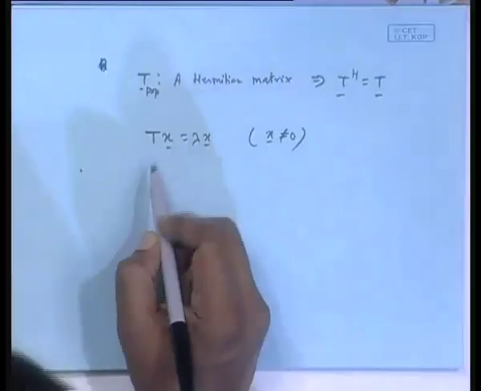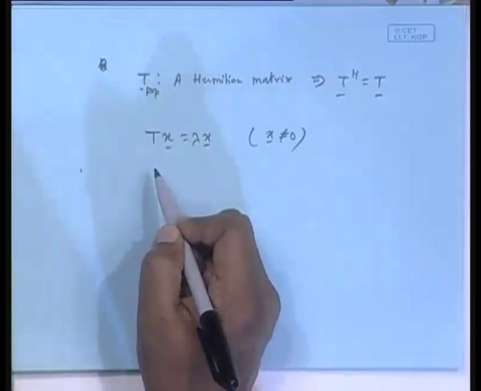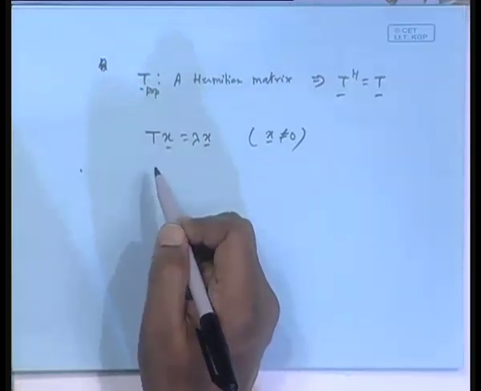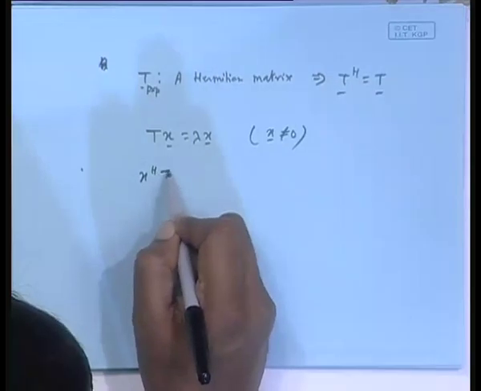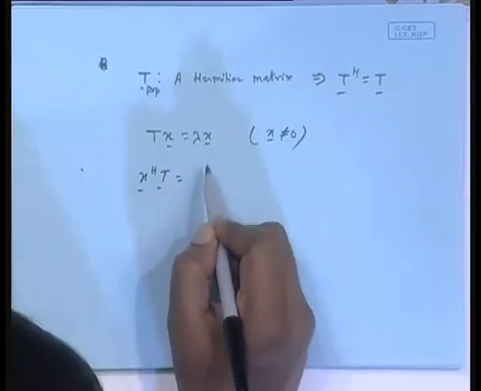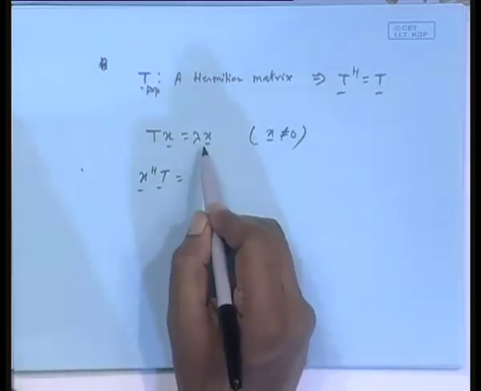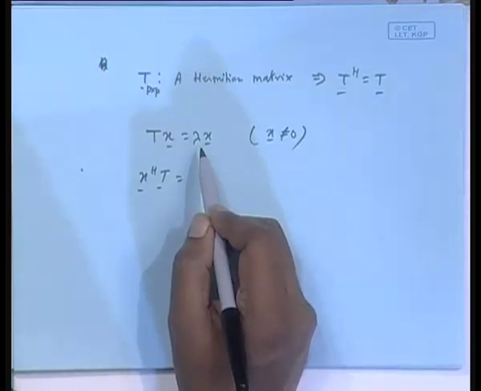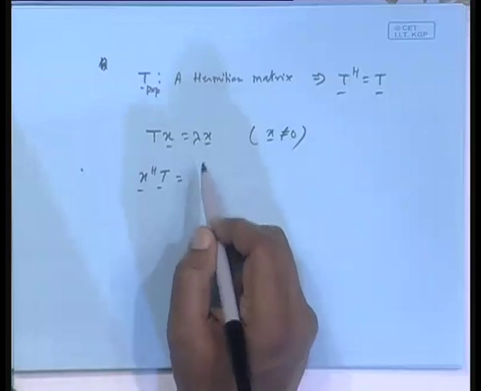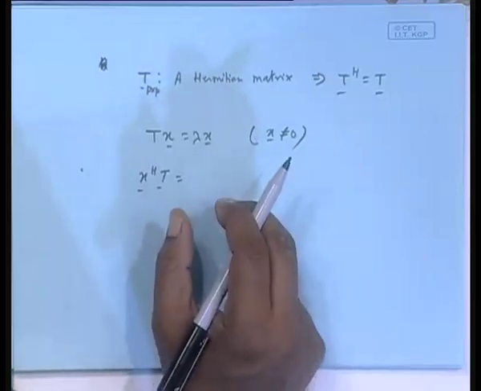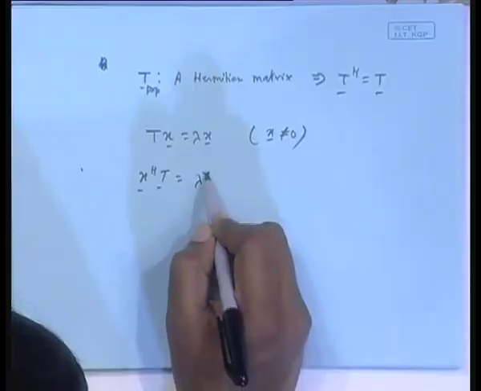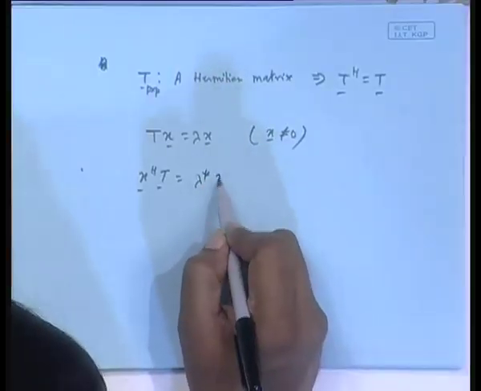X Hermitian T Hermitian, and T Hermitian is T, because T is a Hermitian matrix. So that means X Hermitian T, and the Hermitian of the right-hand side means lambda star. You will take conjugate, every element is multiplied by lambda. You will take conjugate and transpose, lambda will be replaced by lambda star. Then again pull out lambda star. So it will become lambda star x Hermitian.